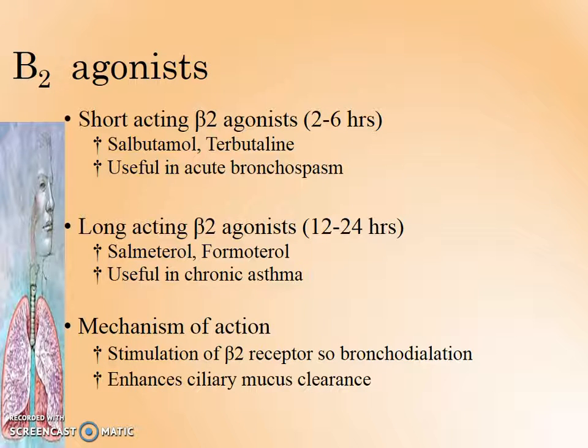Short-acting ones we have are salbutamol and terbutaline. Long-acting we have salmeterol and formoterol as examples. The mechanism is simple, they bind to the beta-2 receptor and that's why they lead to bronchodilation. Along with that, they also enhance ciliary mucus clearance. So this is the dual action exerted by these beta-2 agonists.